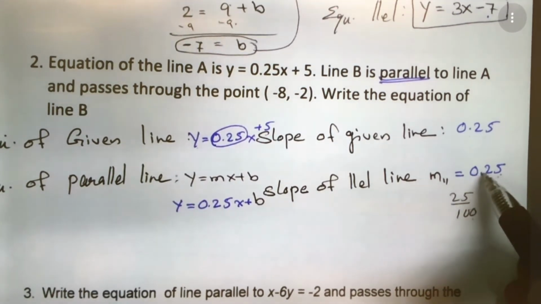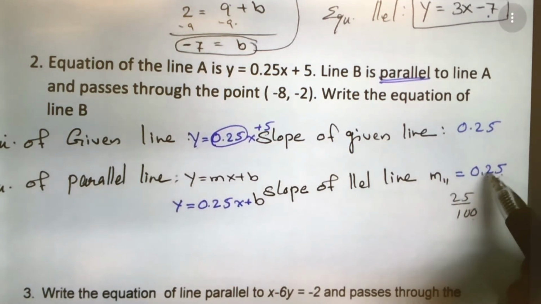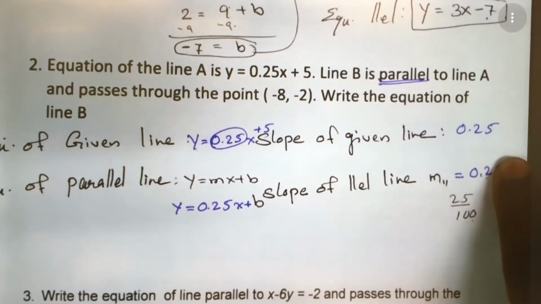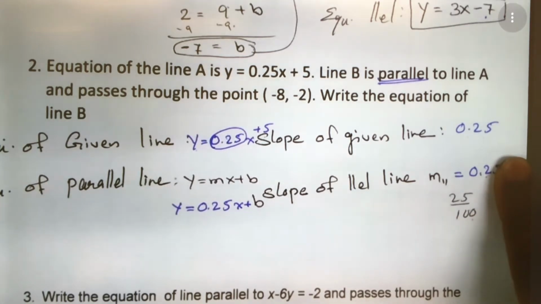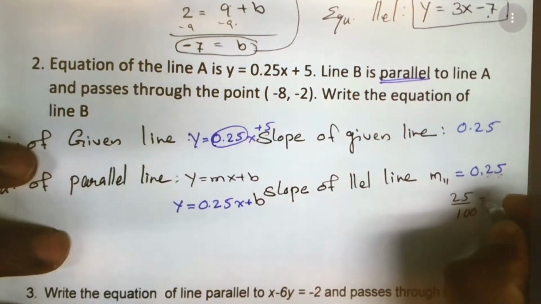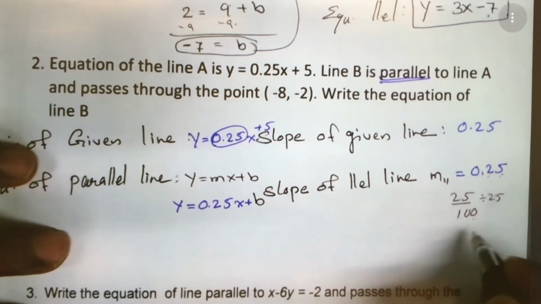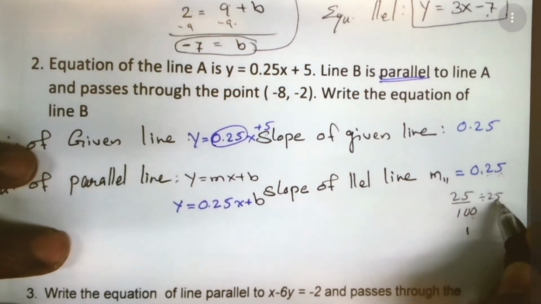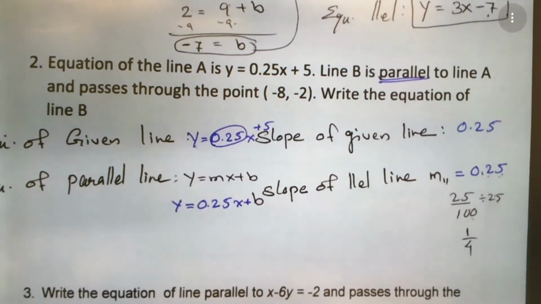If it was only 0.2, since there is only 1 digit after the decimal, there should be 1 zero, so that becomes 2 over 10. Here I have 2 digits, so now I simplify. 25 and 100 are both divisible by 25. So 25 divided by 25 is 1, and 100 divided by 25 is 4. So you can convert the decimal 0.25 to the fraction 1/4.